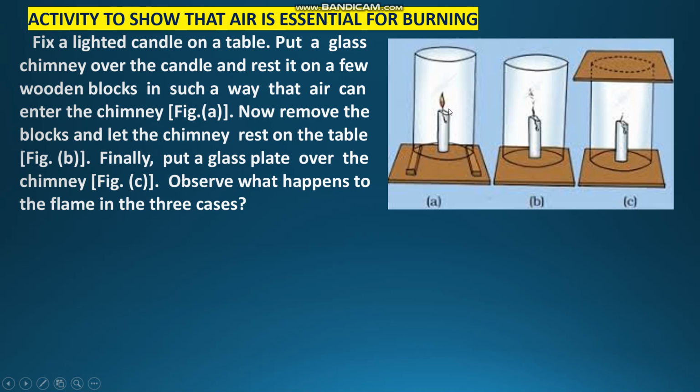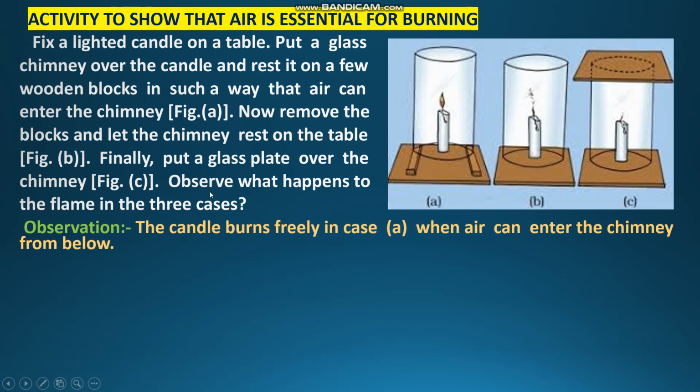What is the reason? Here air is available. Air enters through this gap. Second case, when we remove the wooden blocks, air is not available below. Only little air is available from the top. So what happens? The flame flickers and smoke is produced because of the less availability of air. In the third case, air is not at all available, so the flame puts off, or it is extinguished.